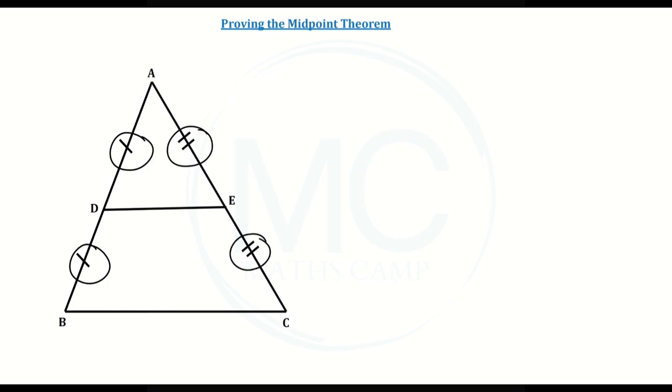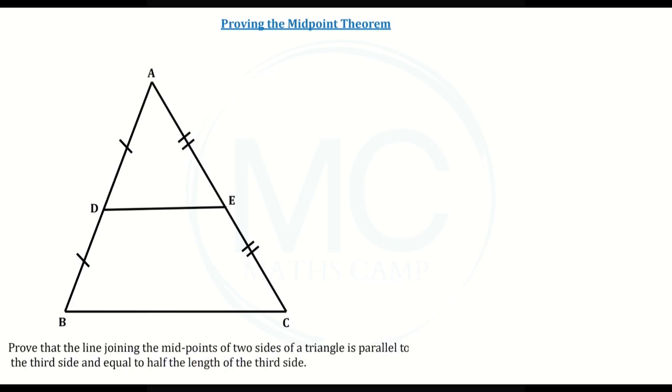The question will ask you to prove the line joining the midpoints of two sides of a triangle is parallel to the third side and equal to half the length of the third side. To complete this question, you will need to use construction, statements, and reasons to prove that DE is parallel to BC and that DE is half the length of BC.